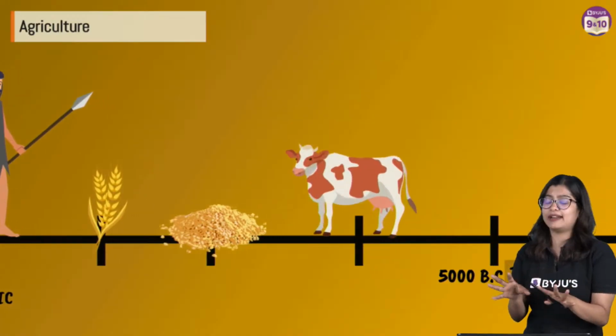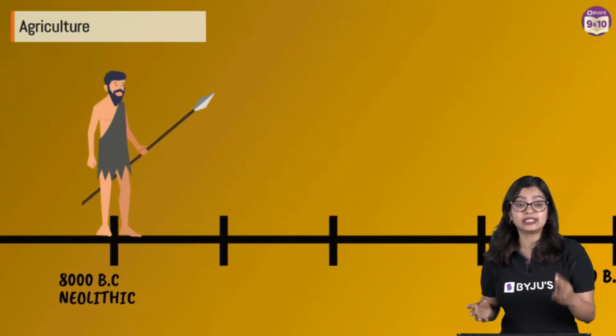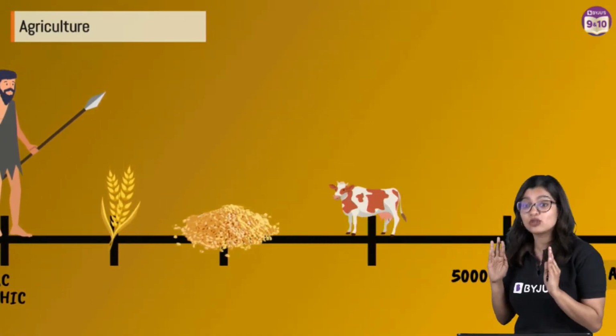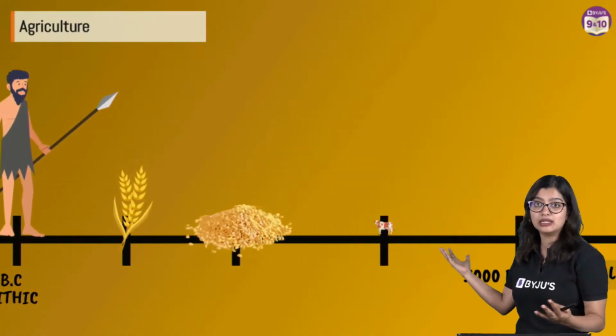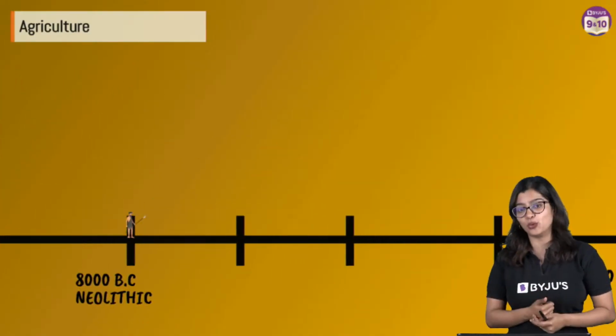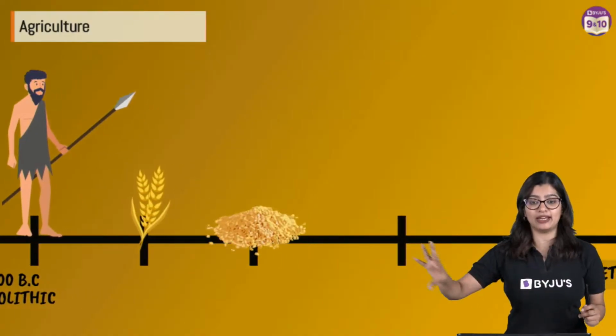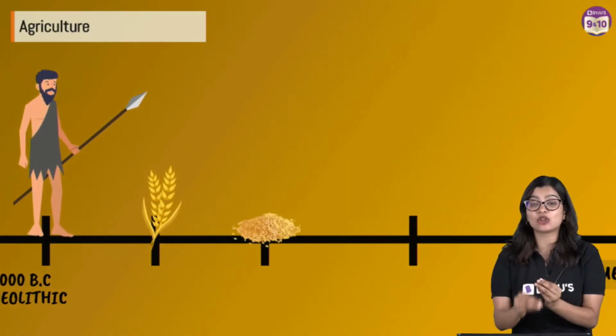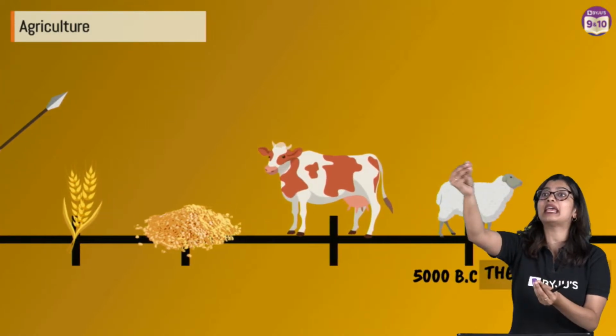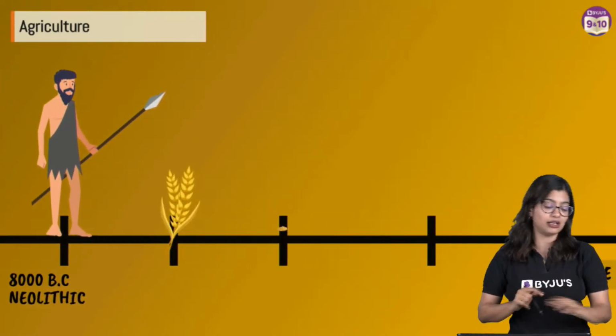So what do I mean by domesticated? It means that they decided to tame some animals. Then they started to rear animals and obtain food from them. So over a period of time, what happened? We saw that there was a rising importance of agriculture.